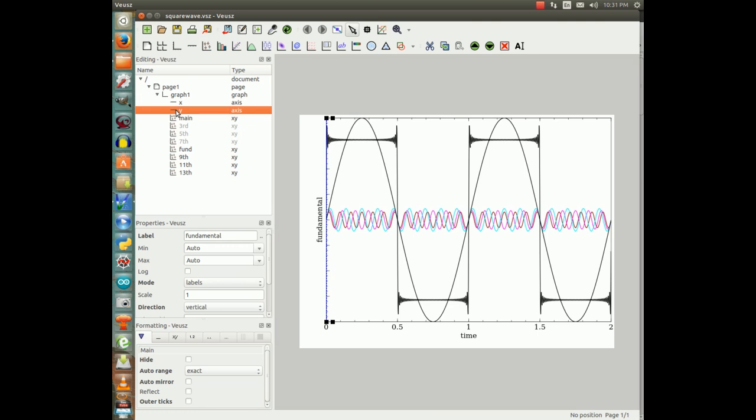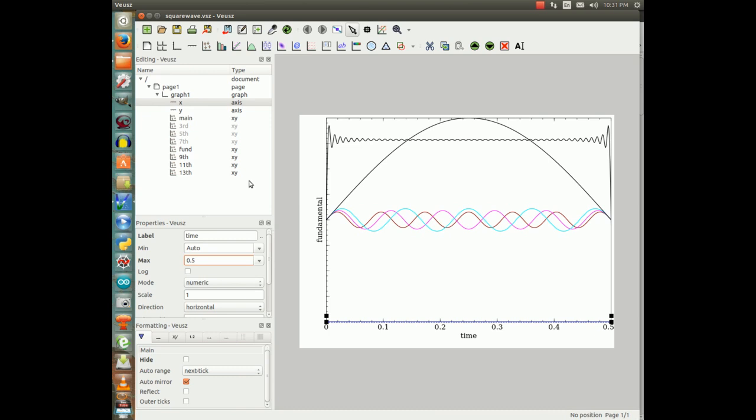Change my x-axis. Maximum time I'll make 0.5. So we'll see a quarter of the waveform. And you see it picked up really fast. It gets very small bumps, but we still have this little overshoot at the start. It's what people would call ringing, is what happens at the start of that.